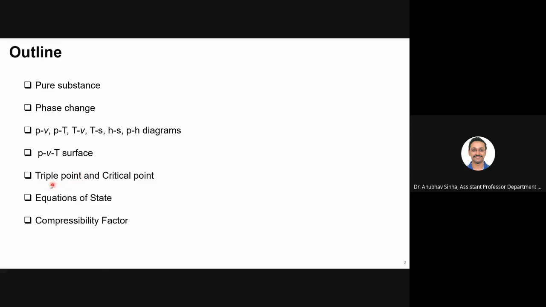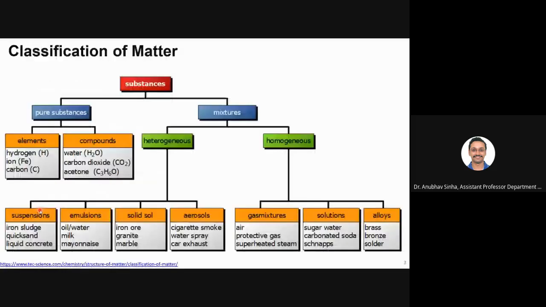And we'll talk about triple point and critical point, which is defined for a pure substance. We also look at equations of state and compressibility factors. Okay, so first of all, let us see how a matter is divided. Okay, so don't worry for so many charts. So basically, you are concerned with pure substance.